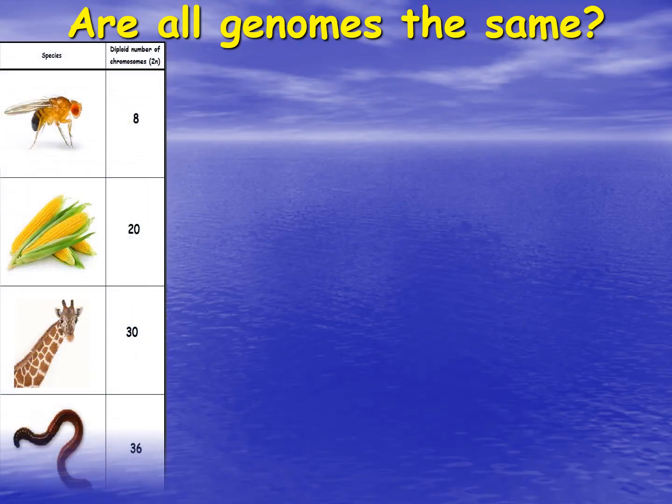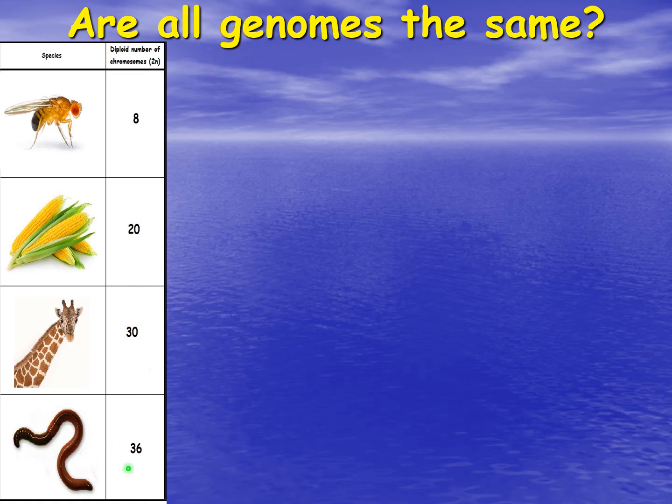Now, are all genomes actually the same? And they're not. They vary in number of chromosomes and number of base pairs and number of genes. Just as an example, the Drosophila, the cute little fruit fly that most of us absolutely hate unless we're a geneticist, has 8 chromosomes as the diploid number, or 2n. In other words, they have 8, or 4 pair. Corn has 20 chromosomes. Giraffes only have 30 chromosomes as 2n.